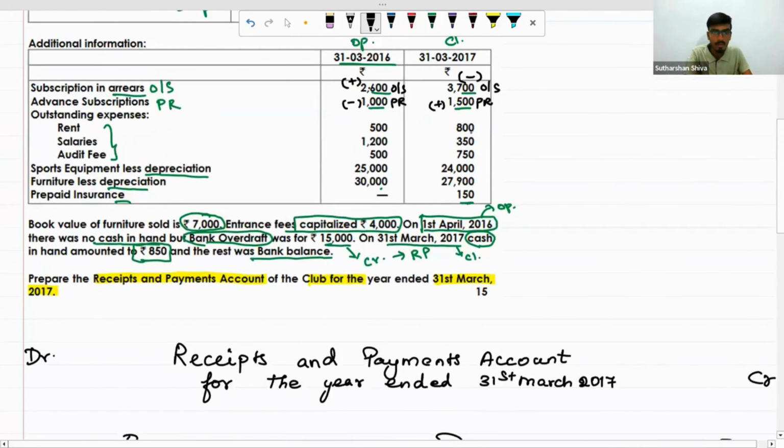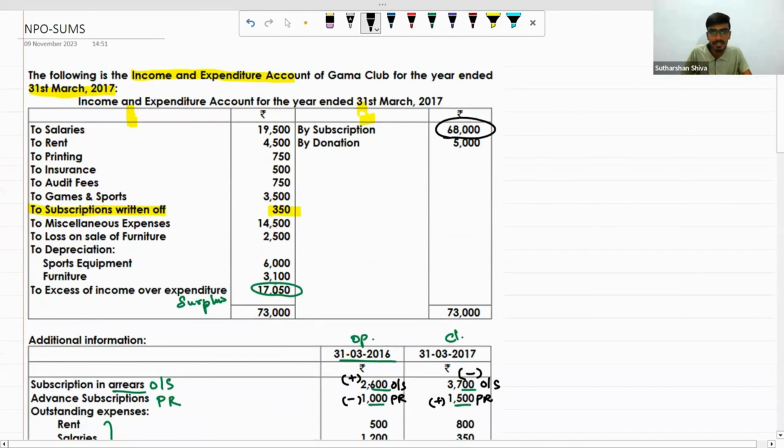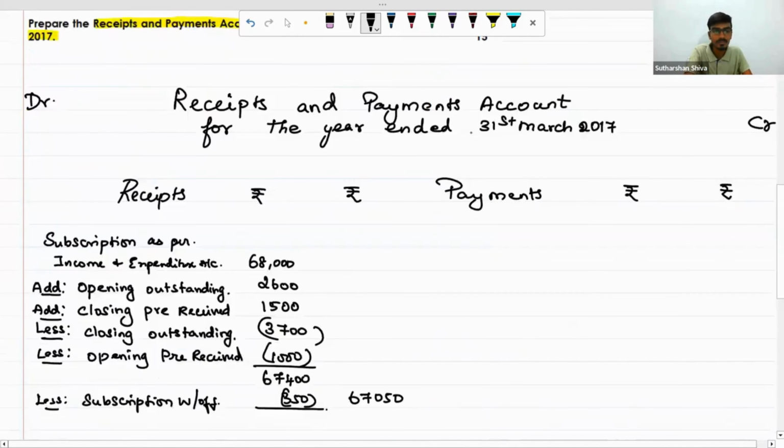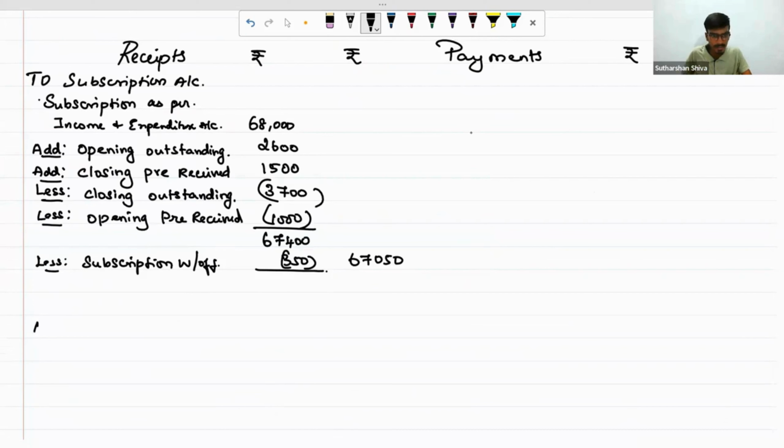And one more thing they have given on the income side. Donation 5,000. We will write here, to subscription account. Next here I will write to donation. Donation will be 5,000.